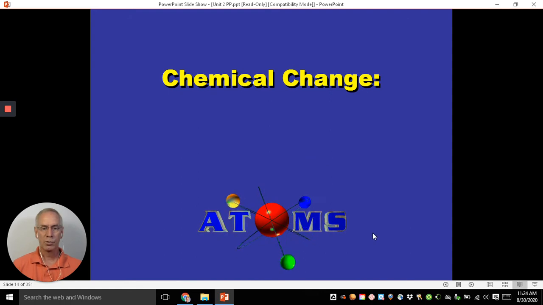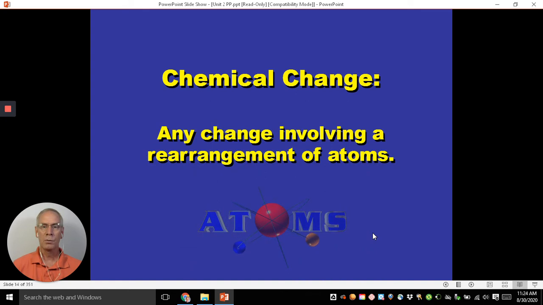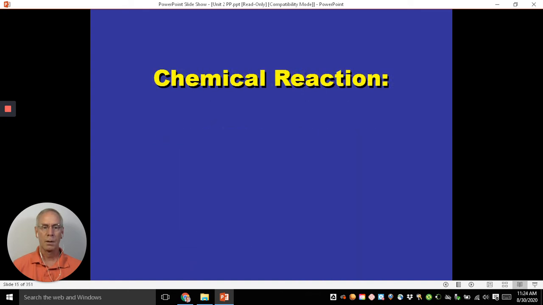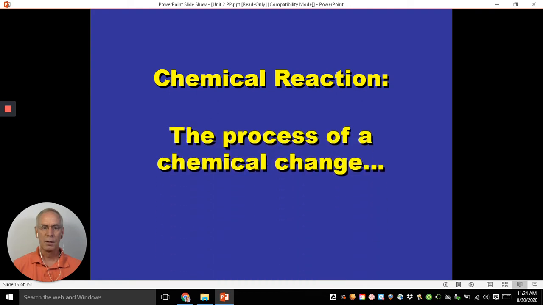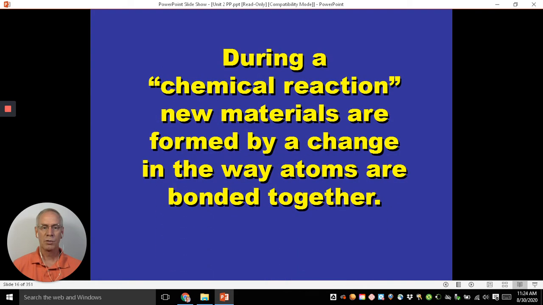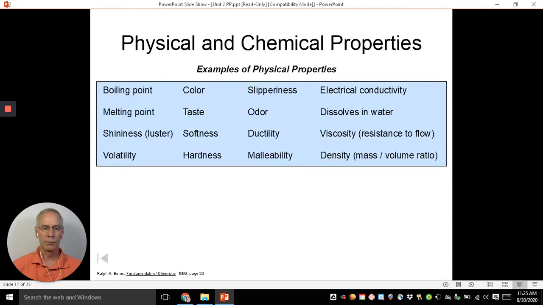So a chemical change is, again, involving the rearrangement of atoms into new combinations. A chemical reaction, then, is a chemical change. So it's the process of a chemical change. During a chemical reaction, new materials are formed by the way the atoms are bonded together in those new combinations.